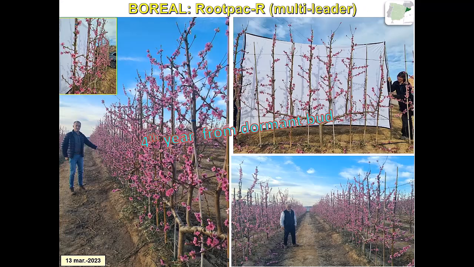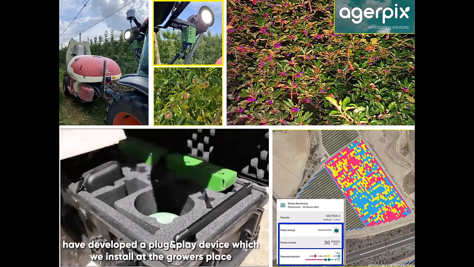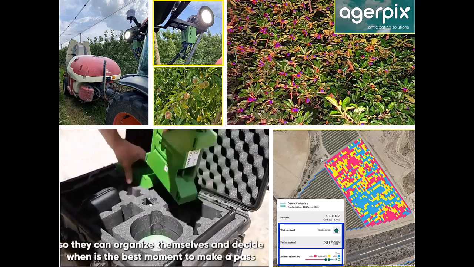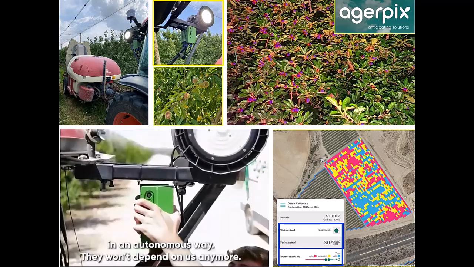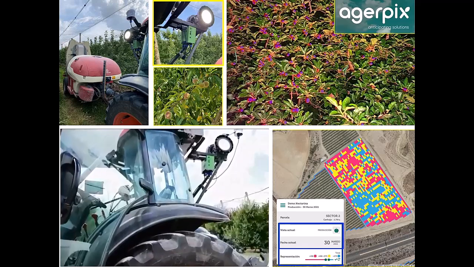We are trying to do something in peach. We have the first trials in Spain. It's working quite well, but not as good as in apple. And at the end, if we go for these planar systems, of course, we can go for digitalization. This is the company AgerPix.